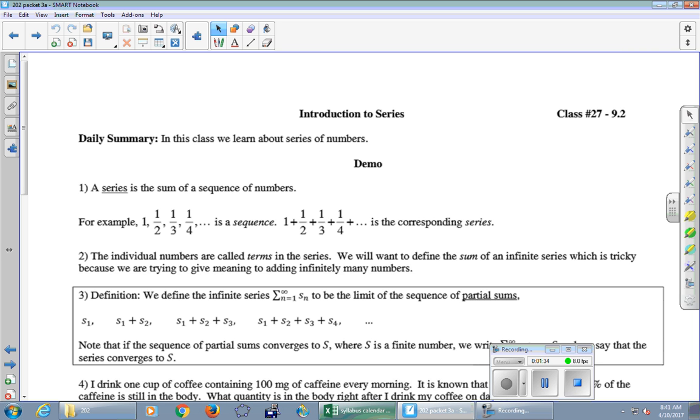Okay. All right, so here we are on page 11. In this class, we learned about series of numbers. Number one, a series is the sum of a sequence of numbers. We saw sequences last class. If we add up all the terms in a sequence of numbers, we get what we call a series. So for example, 1, a half, a third, a quarter is a sequence that is just an infinite ordered list of numbers. 1 plus a half plus a third plus a quarter plus ... forever is the corresponding series. Okay? Sequence is a list, series is a sum.